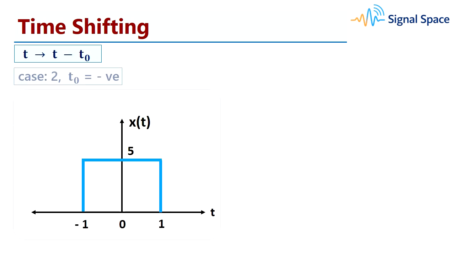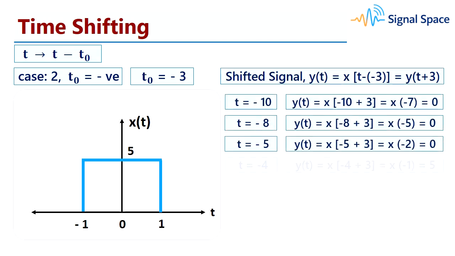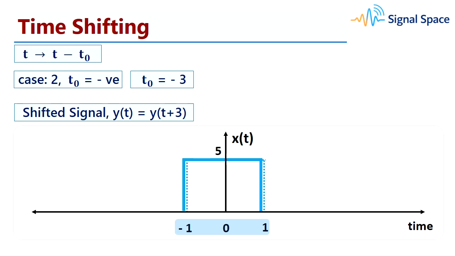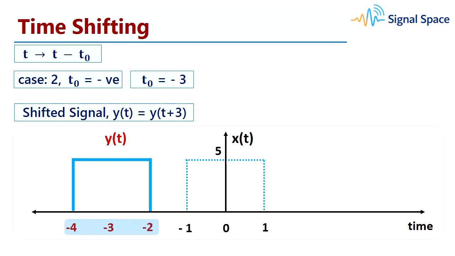Now, what if the shift quantity is -3? By performing the same computation, it becomes clear that the original signal range of -1 to +1 is transformed into the interval of -4 to -2. Visually, the entire signal has shifted to the left, representing a 3-unit time advance.